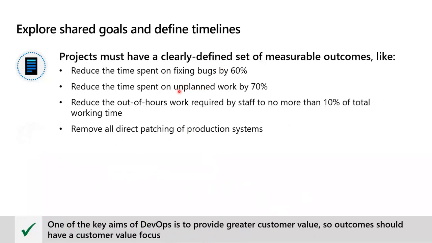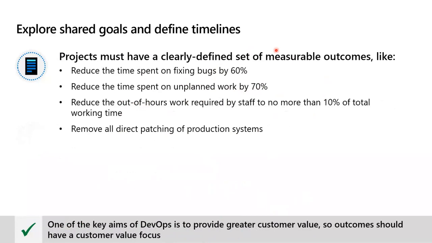Reduce the time spent on unplanned work. So again, I need to define a strategy that allows me to identify these activities. Or reduce the out of hours work required by staff to not more than 10% of total working time. Or remove all direct patching of our production system. So again, remember, we cannot improve something that we cannot measure. So based on this, we should specify a strategy that allows me to measure this.